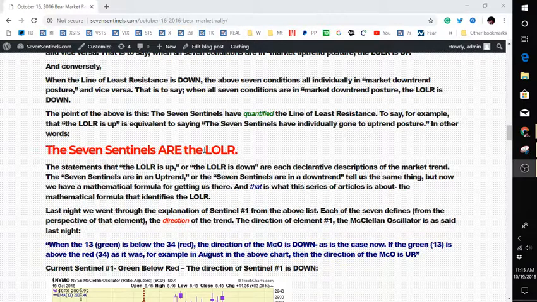Actually, by definition, the line of least resistance is the seven Sentinels. Or saying it another way, the seven Sentinels are the line of least resistance itself. We've spent the entire week talking about this in detail. We'll probably spend another week talking about it in detail on our nightly articles here at Seven Sentinels.